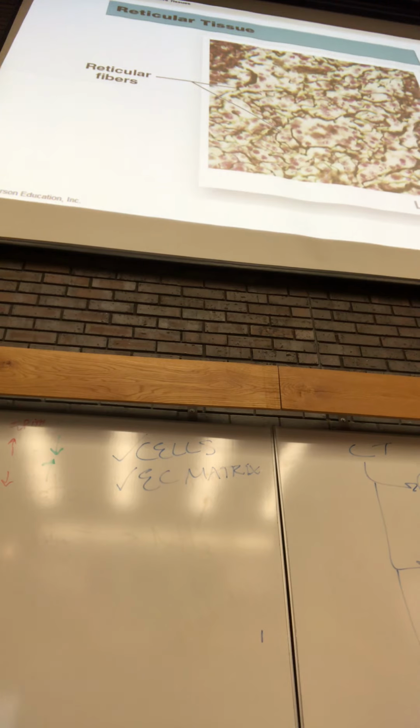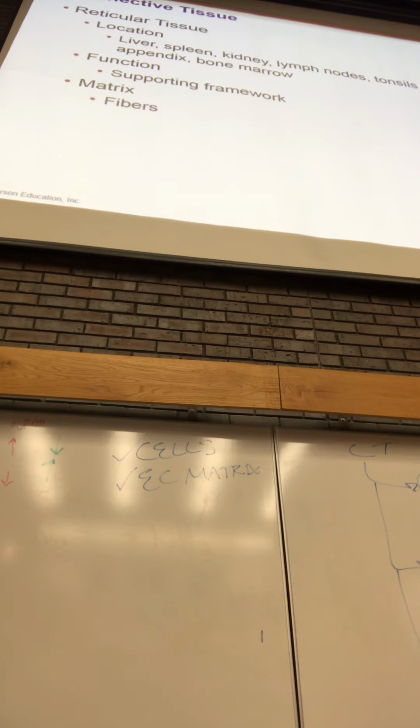There's lots of reticular tissue in the liver, surrounding the liver cells and providing some structure and stability. Also in the spleen and inside the lymph nodes. These are like building materials. This is like construction materials, connective tissue.